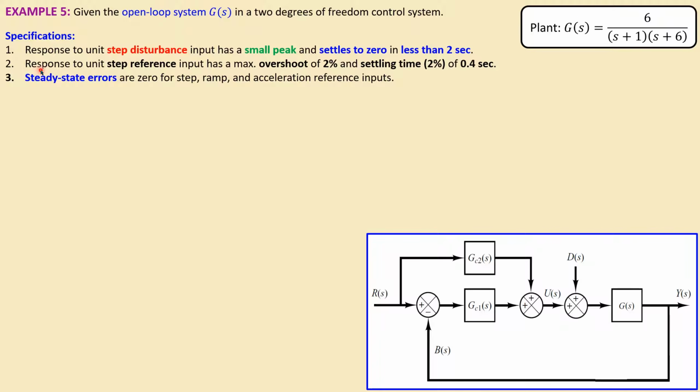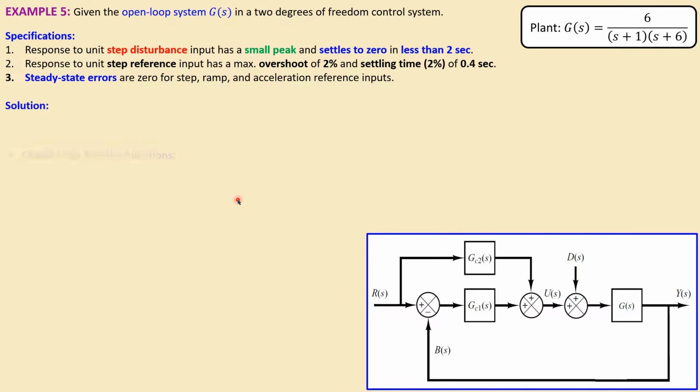The change in this example is about the response to a unit step reference, and the overshoot here must be maximum 2%, which is the lowest so far, and the settling time is 0.4 seconds. So these are 2 quite challenging specifications. So let's see what we can do here.